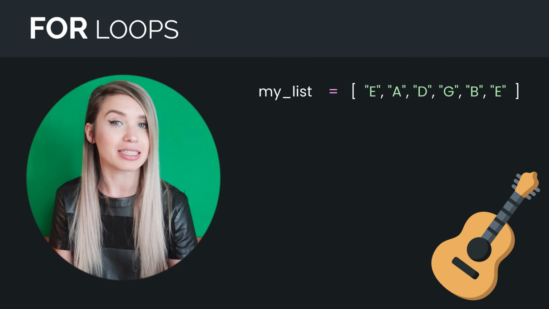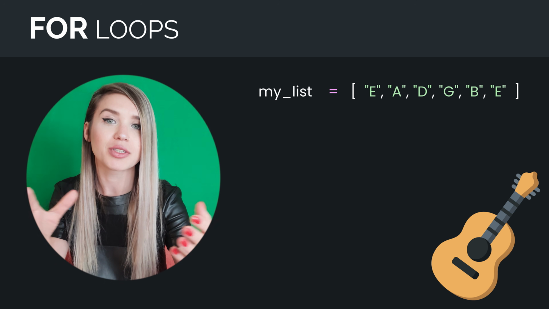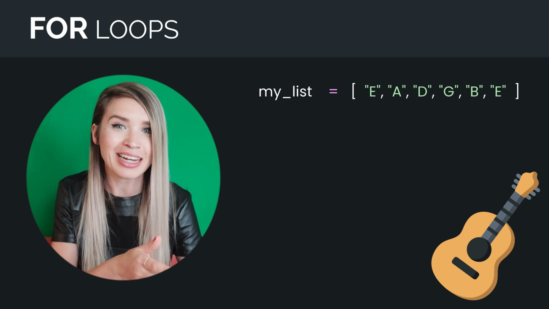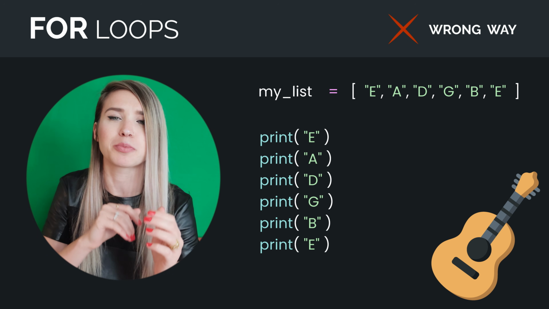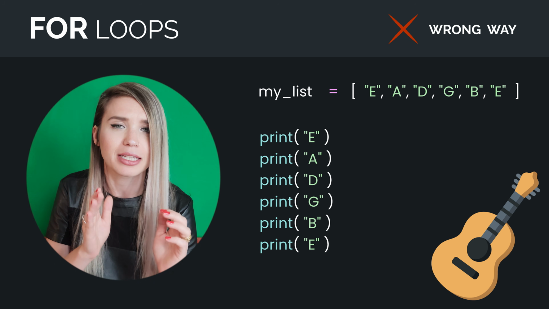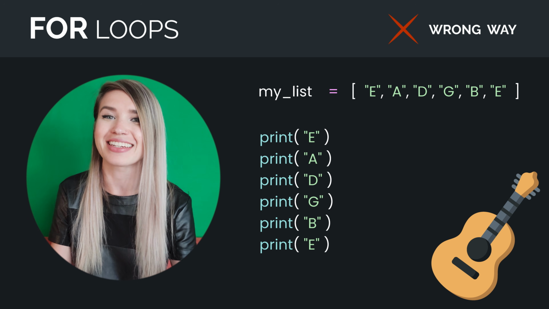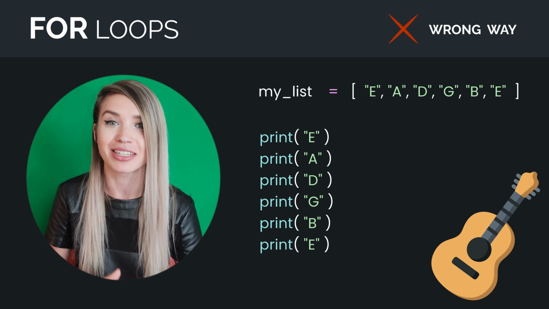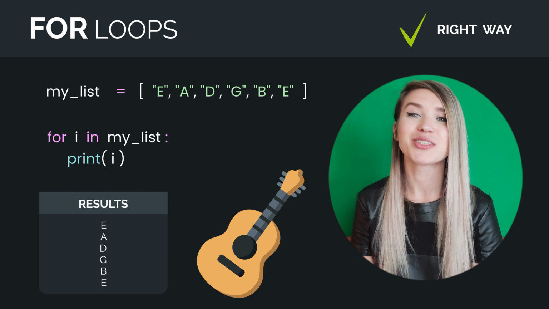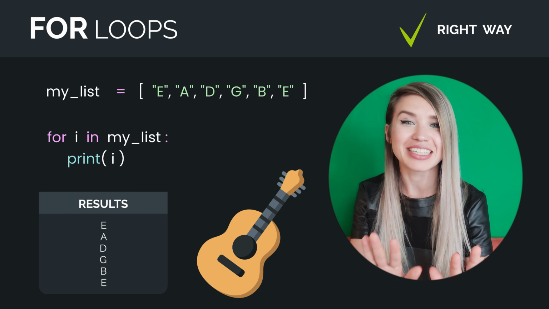So if we have a list of guitar strings, for example, and we would like to print it to the console item after item, we can, of course, manually type 6 print statements in 6 separate lines of code. But why would we do that if Python has a much easier and much more intuitive alternative? The for loop. So let's consider this code example to achieve the exact same results.